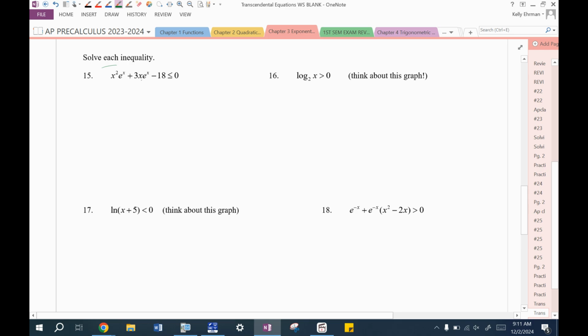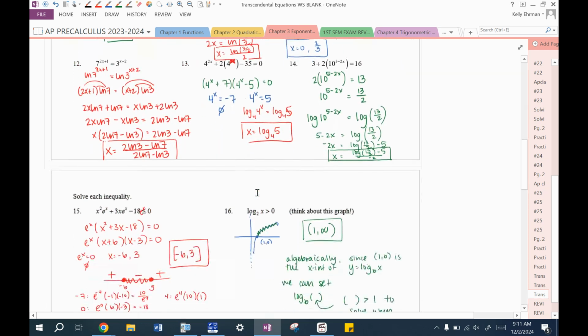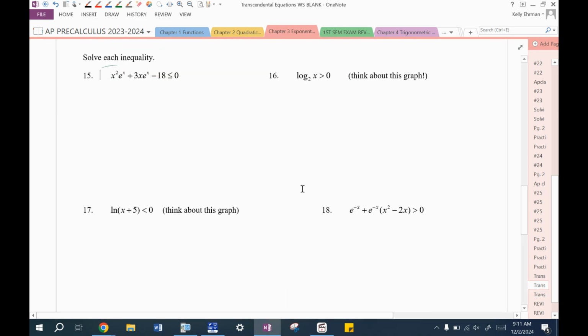So take a look at this. There should be, hold on, let me see if I fixed this for my key. Yeah, there should be an e to the x on number 15. I'm not sure if I fixed that for your worksheet or not, but it should say minus 18 e to the x. Because the first thing to do is factor out an e to the x. So that's x squared plus 3x minus 18, less than or equal to 0. If I didn't have an e to the x on there, this would be a much harder problem that we would maybe use a calculator for.